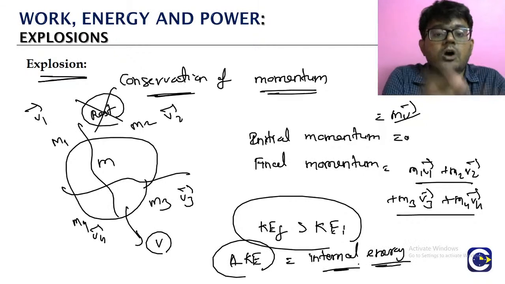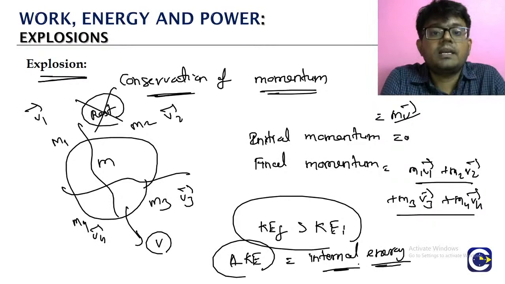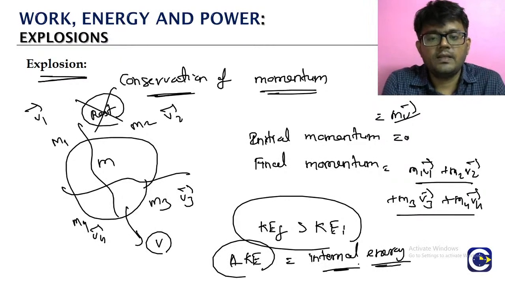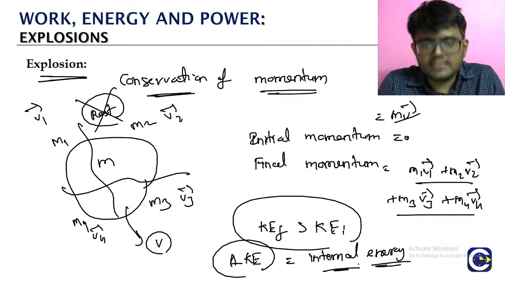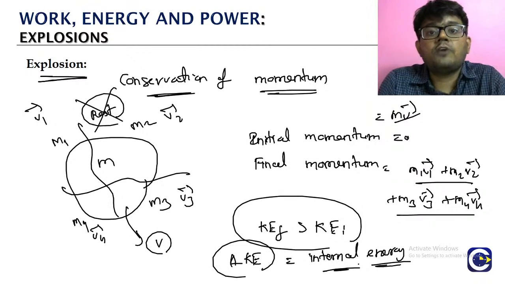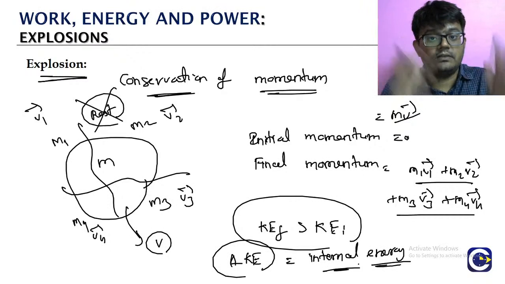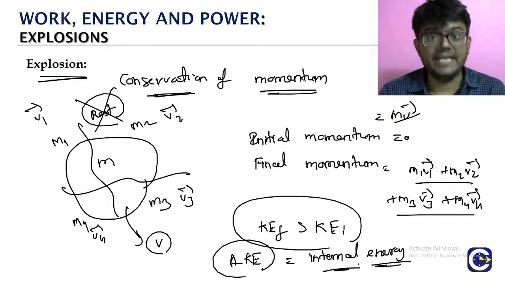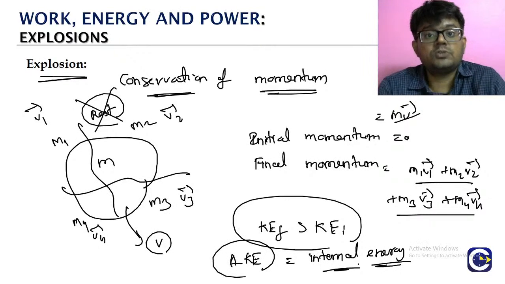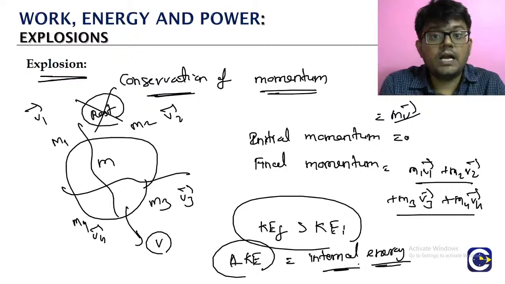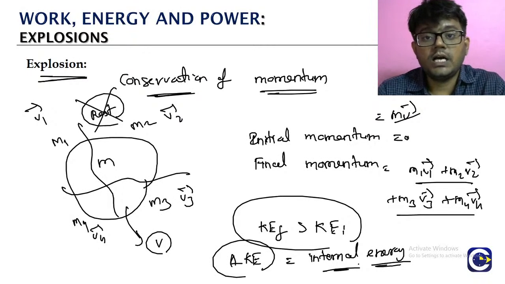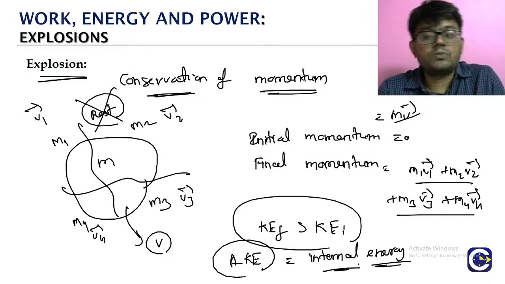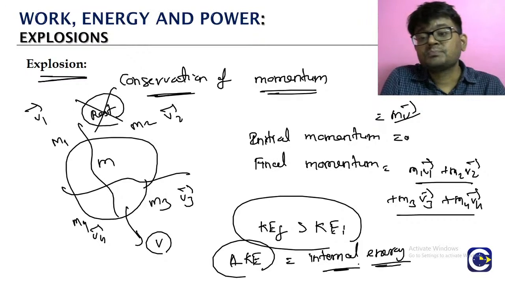Whenever there is a bomb explosion, a chemical reaction happens inside, and from that you get the energy. Most of the times some part of the energy goes into the kinetic energy of the particles, and the remaining energy goes in the form of sound, light and heat. If a bomb explodes somewhere, you will see huge light and noise, and also heat. Some energy converts into kinetic energy, some into heat, light and sound energy. Okay? So this is about the concept of explosion.